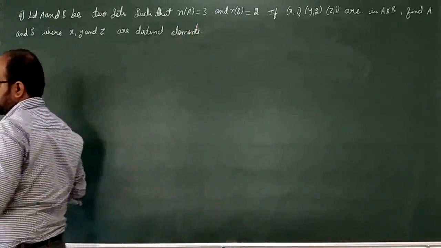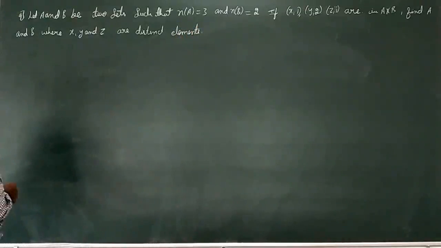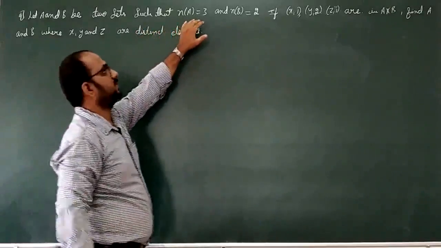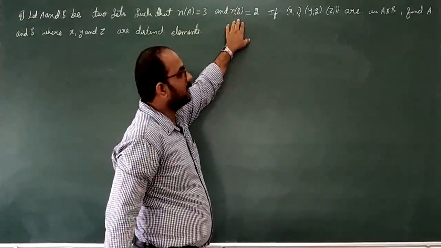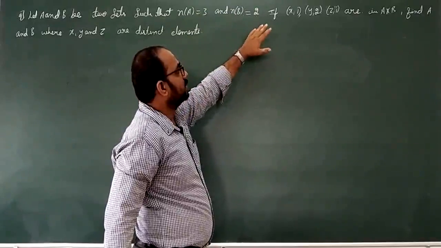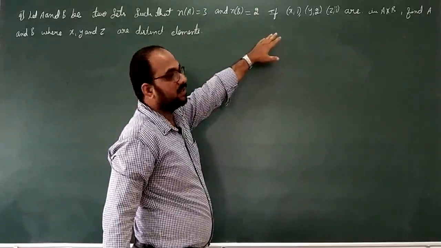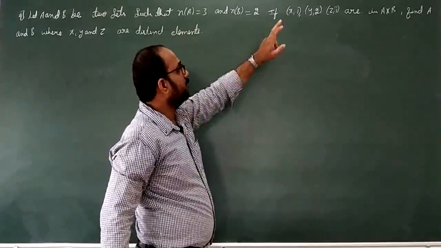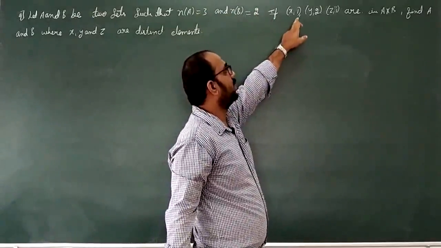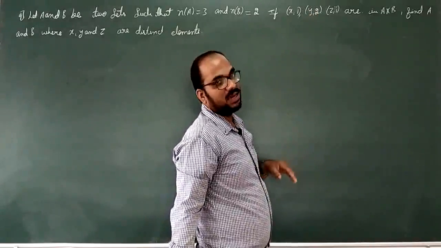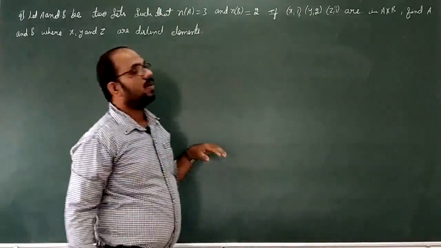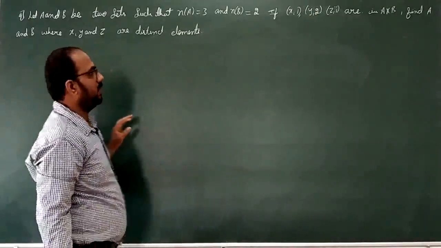Okay, it is giving set A and set B as the two sets. The number of elements present in set A is 3 and the number of elements present in set B is 2. It is giving some ordered pairs, that is 3 ordered pairs. First ordered pair is (x, 1), next one (y, 2), next one (z, 1) are in the Cartesian product of A and B. Write down.